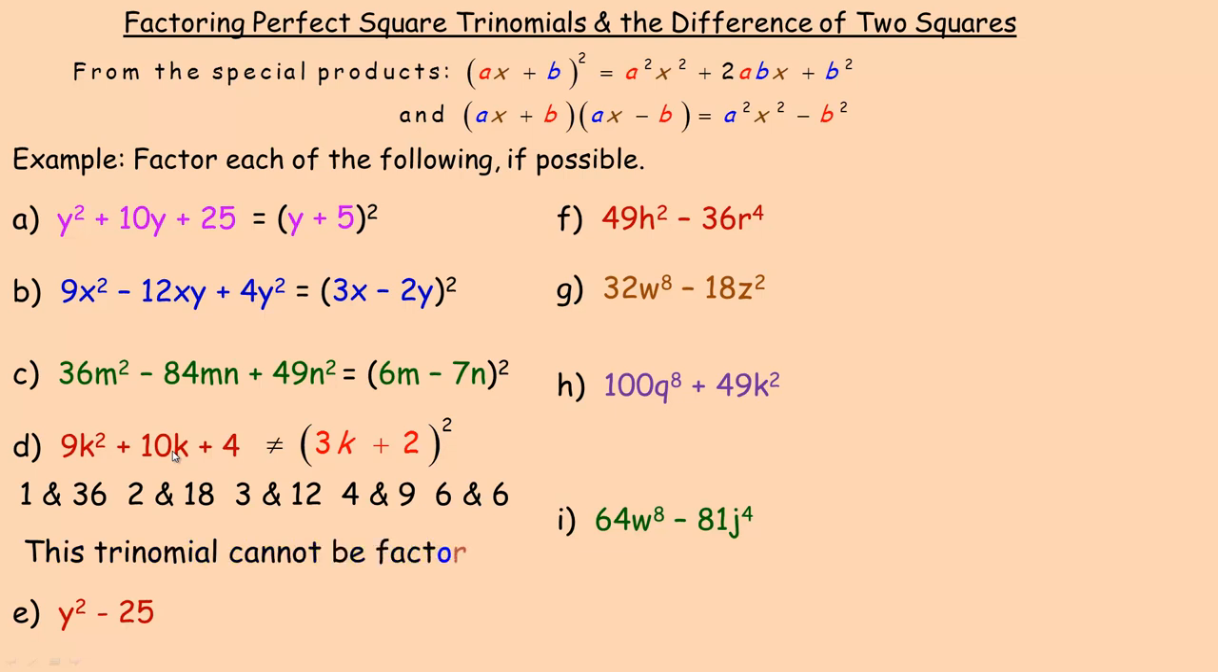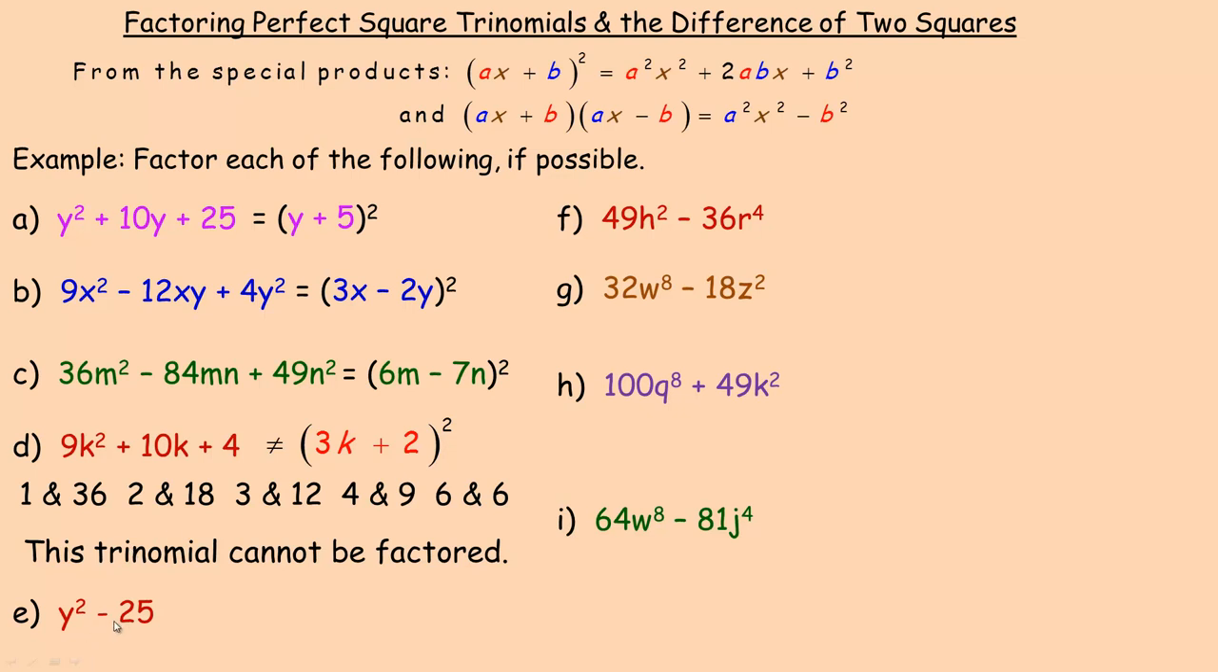So that's why we would say this trinomial cannot be factored, because you can't. There are no numbers that add to 10 and multiply to 36. They do not exist. So sometimes you can't factor them. That's why it says factor each of the following, comma, if possible. There are a few that might look like they're perfect squares or the difference of squares, and they aren't.